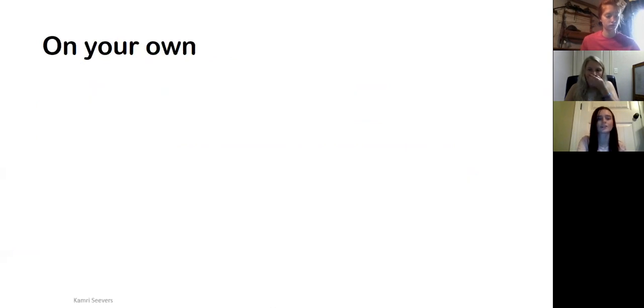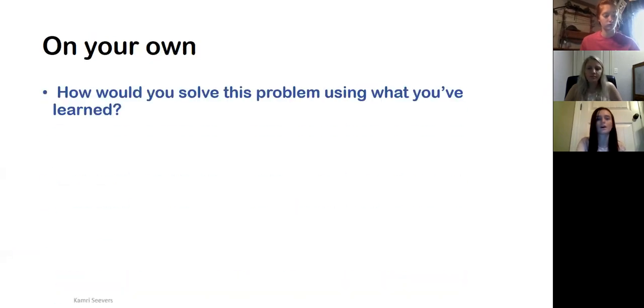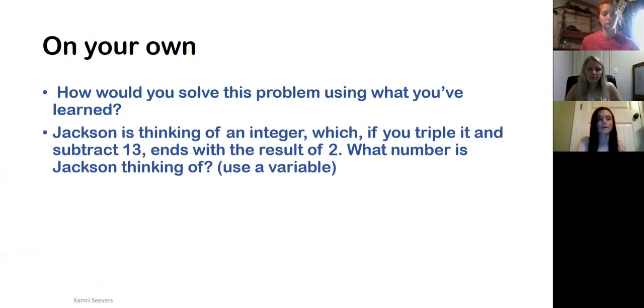Now you guys are going to do a problem on your own. How would you solve this problem using what you've learned today? Jackson is thinking of an integer which, if you triple it and subtract 13, ends with the result of 2. What number is Jackson thinking of? Use a variable.